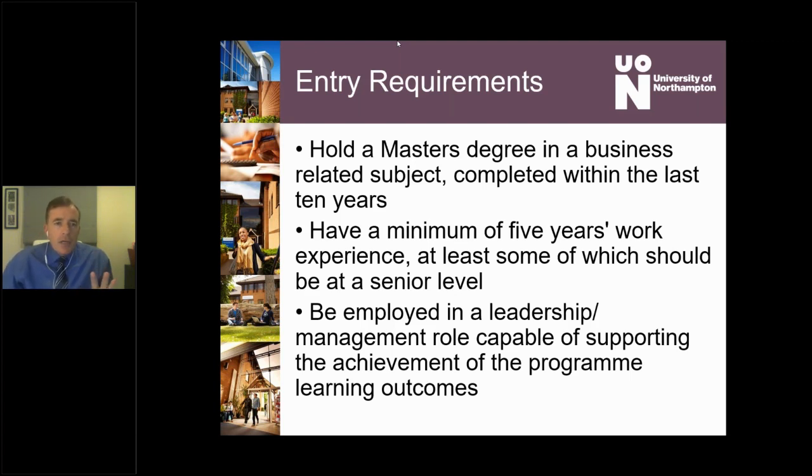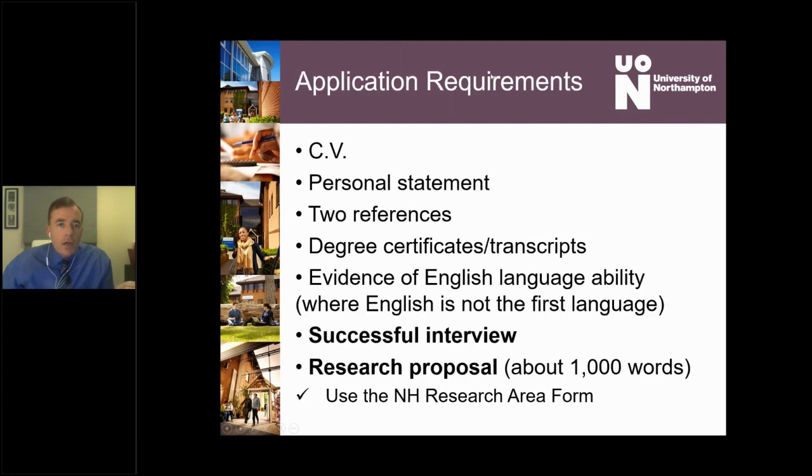As I say, the DBA professional doctorate, it is applied. So you need to be working somewhere in a workplace where you can actually meet the learning outcomes and do the assessments based upon it. The requirements: a CV, a personal statement, which will just discuss your motivations for doing the program, 2 references, degree certificates, and evidence of English language ability.